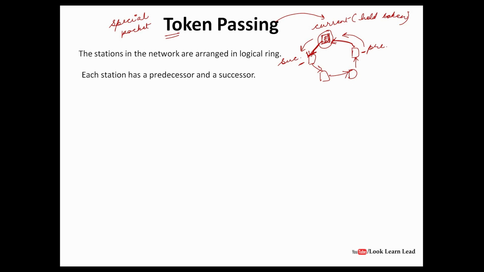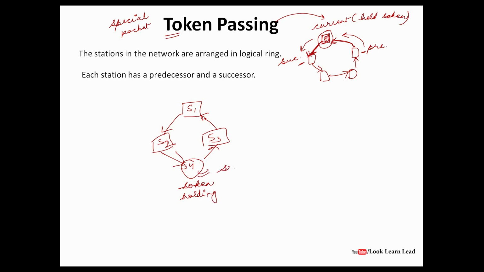So what happens? Suppose we have 4 stations, S1, S2, S3, S4, it would be easier to understand. And suppose S4 has the token now. S4 is holding the token, so S4 can send data on the channel. It has control over the channel.